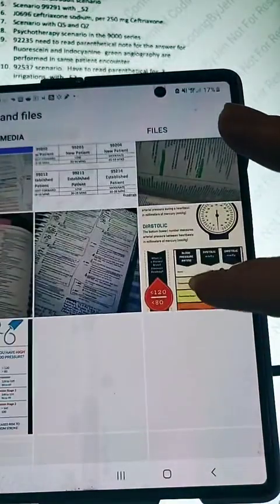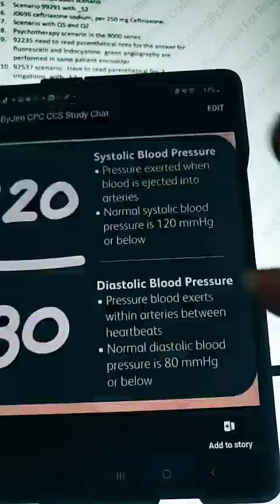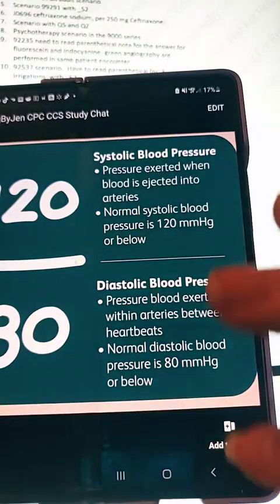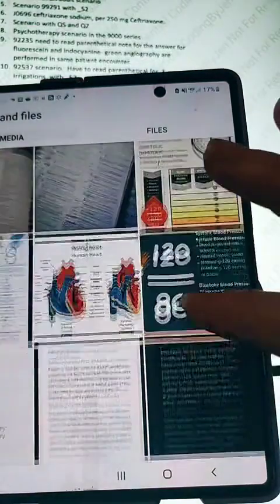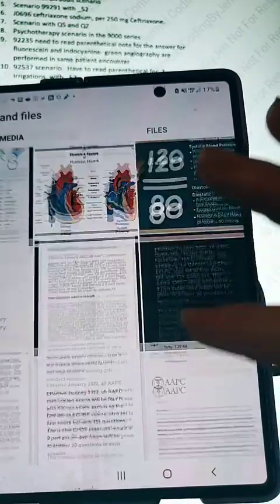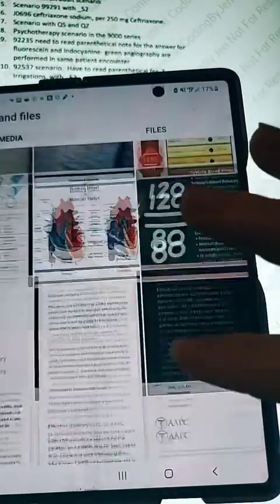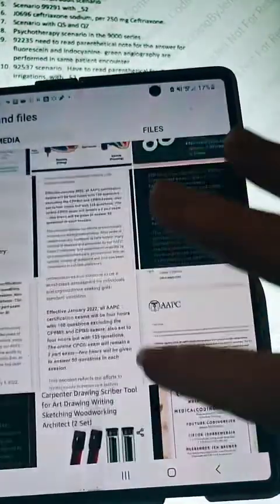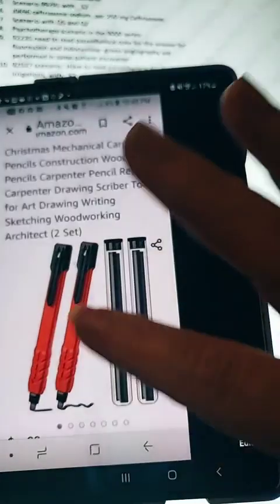There's my blood pressure ones that will tell you what the top number does and the bottom number does. Numbers, not buttons, but you know what I mean. Super helpful.